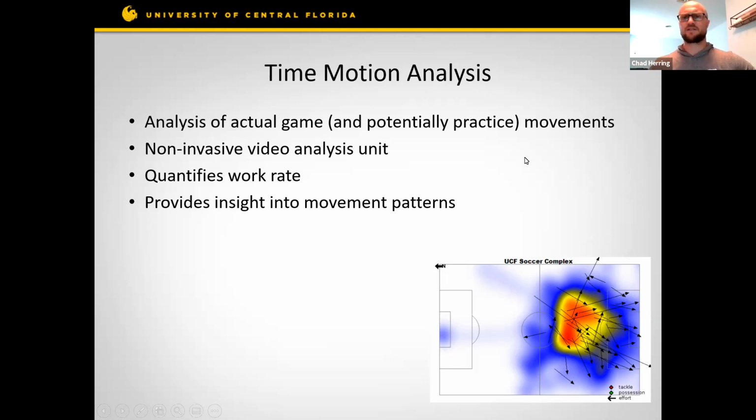Okay. So analysis of game and potentially practice movements is non-invasive, and usually there's a video analysis unit perched up above the game. So not only is it recorded, so you can actually see video, and coaches can go watch that, and potentially players as well, it also gives you this data. It quantifies how much work the athletes are doing. You can see here the arrows are the direction and length of their efforts. And then, as I said, it provides insight into movement patterns. Okay. So this, I would say, is more applicable, in my opinion, to actual coaching staff rather than sports performance staff, sports scientists, and strength and conditioning coaches.